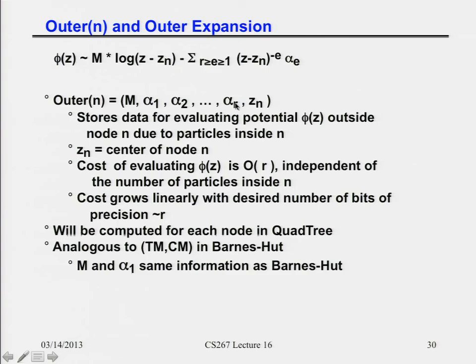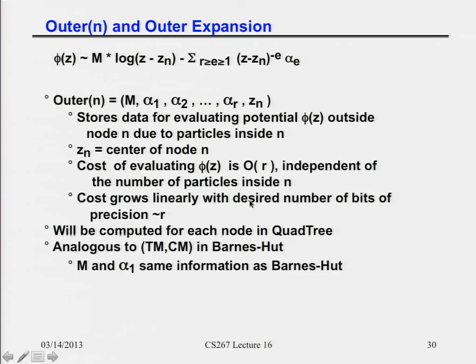Okay. So now, what about the cost of evaluating this guy? It's obviously proportional to R. So R is sort of a fixed amount of work, and the cost is going to grow linearly with the number of bits of precision that I want. OK. So that's an outer expansion.